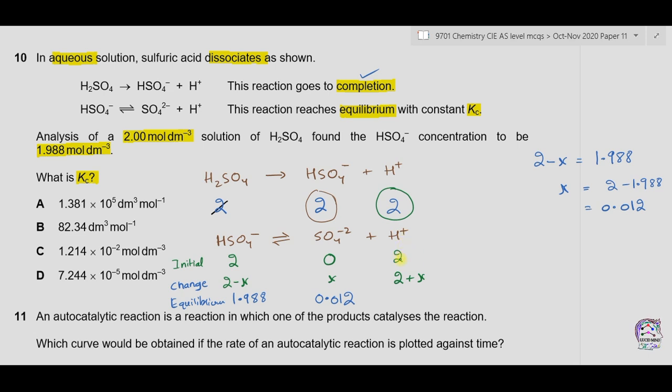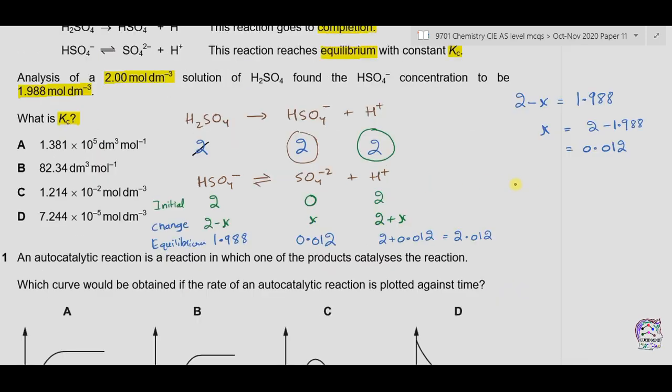For H+ initially it was 2 and the change is plus X, so it will be 2 plus 0.012 at equilibrium, which equals 2.012 mol per dm³. Let's find Kc. For an equilibrium reaction, the Kc is equal to the concentration of products, which is sulfate and H+, divided by the concentration of reactants, which is HSO4-.